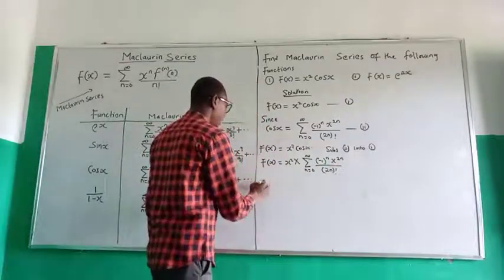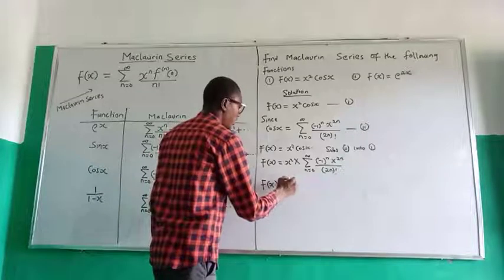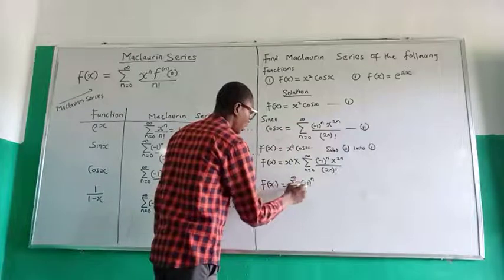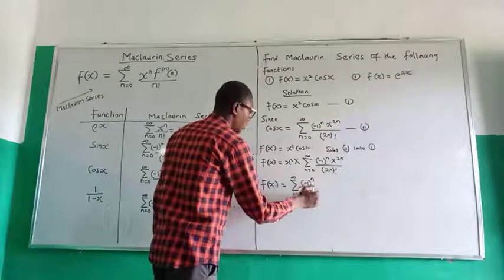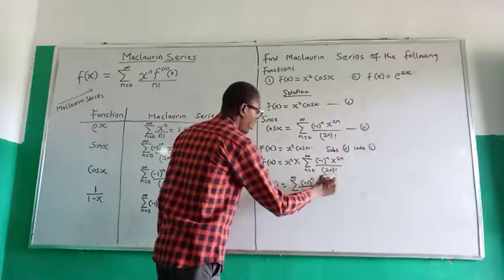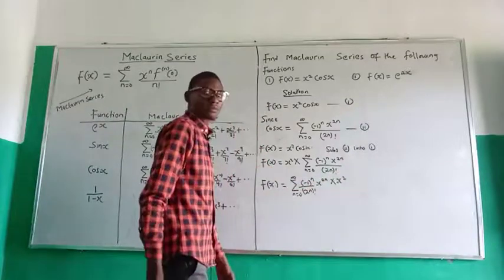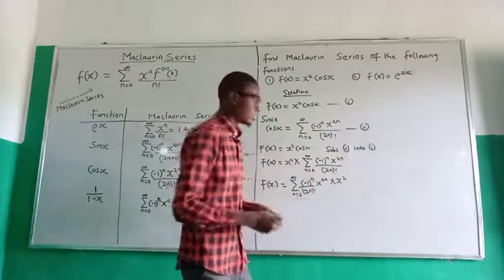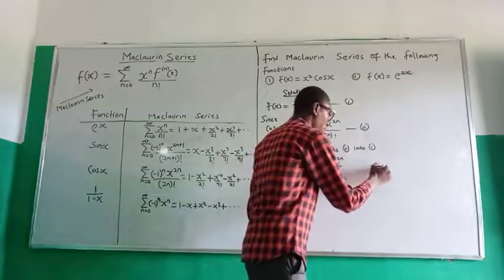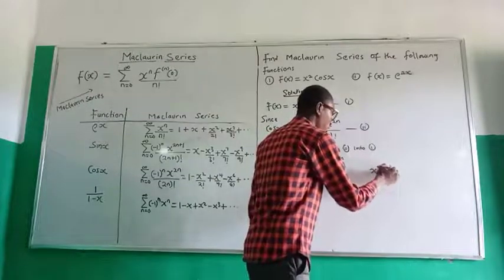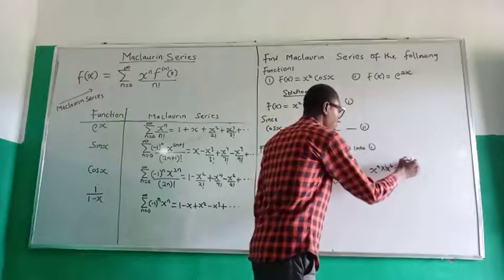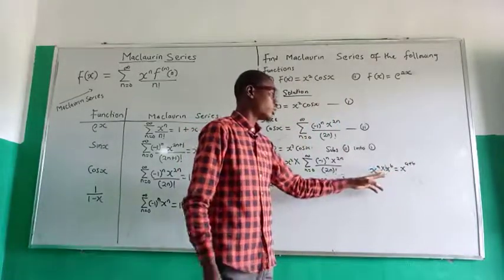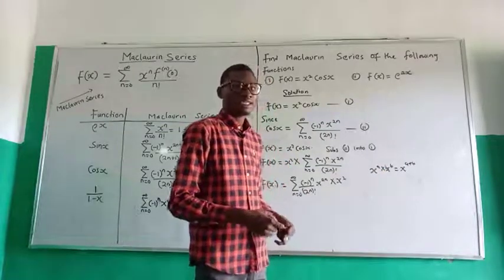Then you can have f of x as the summation n equals 0 to infinity of minus 1 raised to the power of n divided by 2n factorial, then x raised to the power of 2n, multiplied by x squared. Now for the same base, x raised to the power of a multiplied by x raised to the power of b gives x raised to the power of a plus b. If the relationship between two functions is multiplication, you add their indices together.